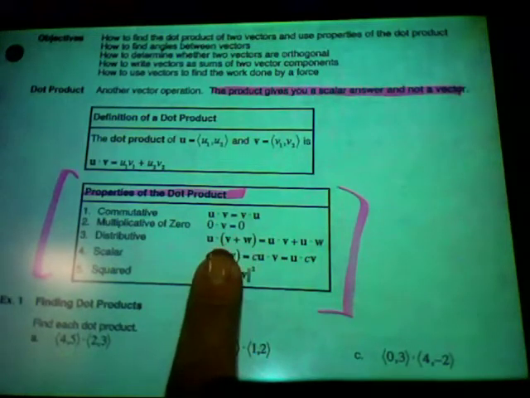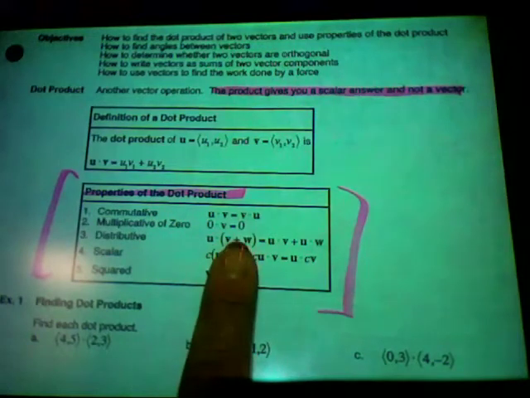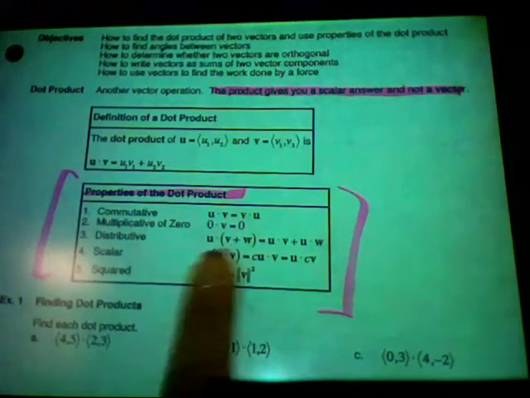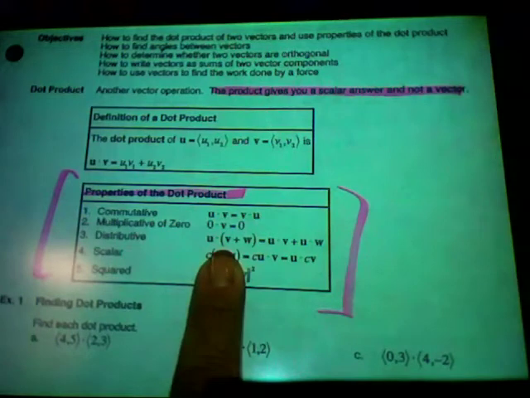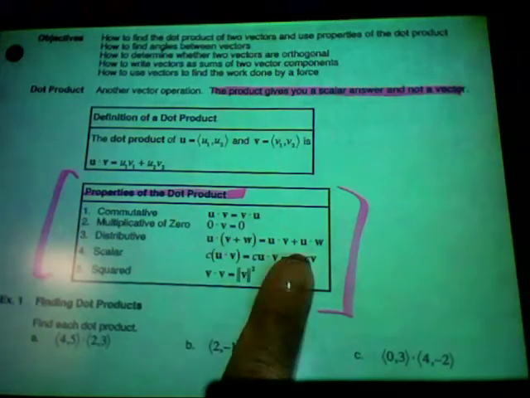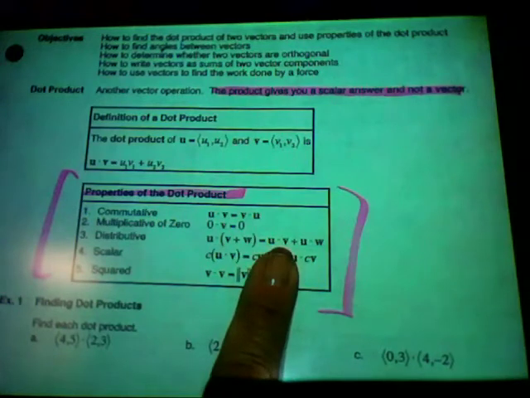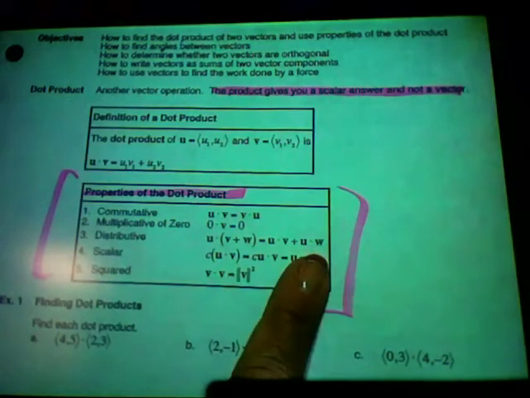We can distribute. So if we have a vector times the sum of two vectors, all you have to do is do u times v, which is a dot product, and then u times w, which is a dot product. So you do two different dot products, and then you would add those two numbers together. Because remember, a dot product is going to give you a scalar, a number, and not a vector.